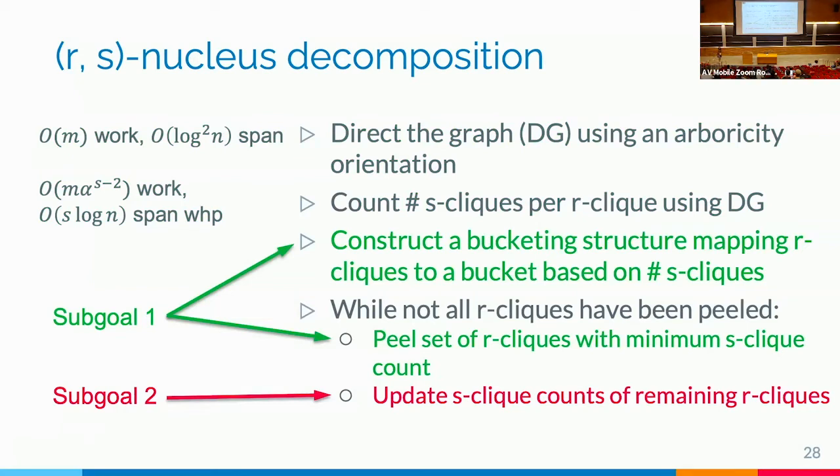The first is that we need a way to keep track of which triangles or r-cliques are mapped to which bucket, or the number of s-cliques. And we also need to be able to extract the minimum bucket efficiently. And the second subgoal is we need a way to update the s-clique counts of the remaining r-cliques after we've peeled a set of r-cliques. So this is what we'll be focusing on. I'll talk about the first subgoal first, and then we'll move on to the second.